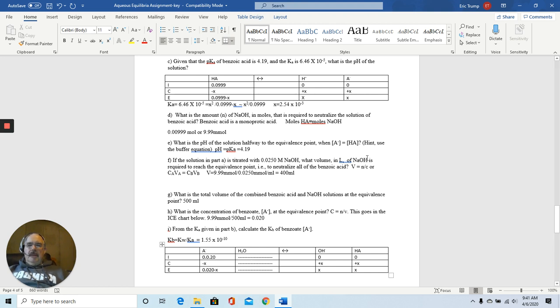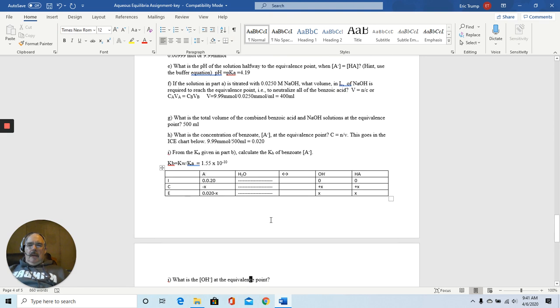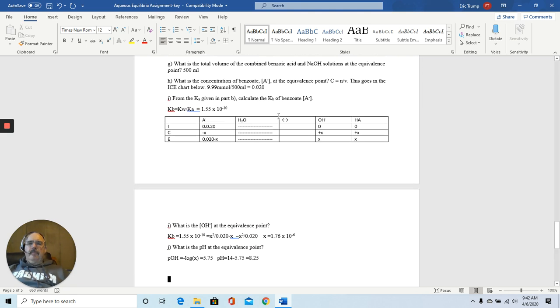And the concentration would be 9.99 divided by 500 milliliters, which is 0.02. Okay, and then we would enter that into the ice chart. Okay, this time we have a base rather than an acid. So we've converted all of the acid to its conjugate base, and then the base starts to back dissociate. And this time when we solve for X, that's actually going to be the OH.